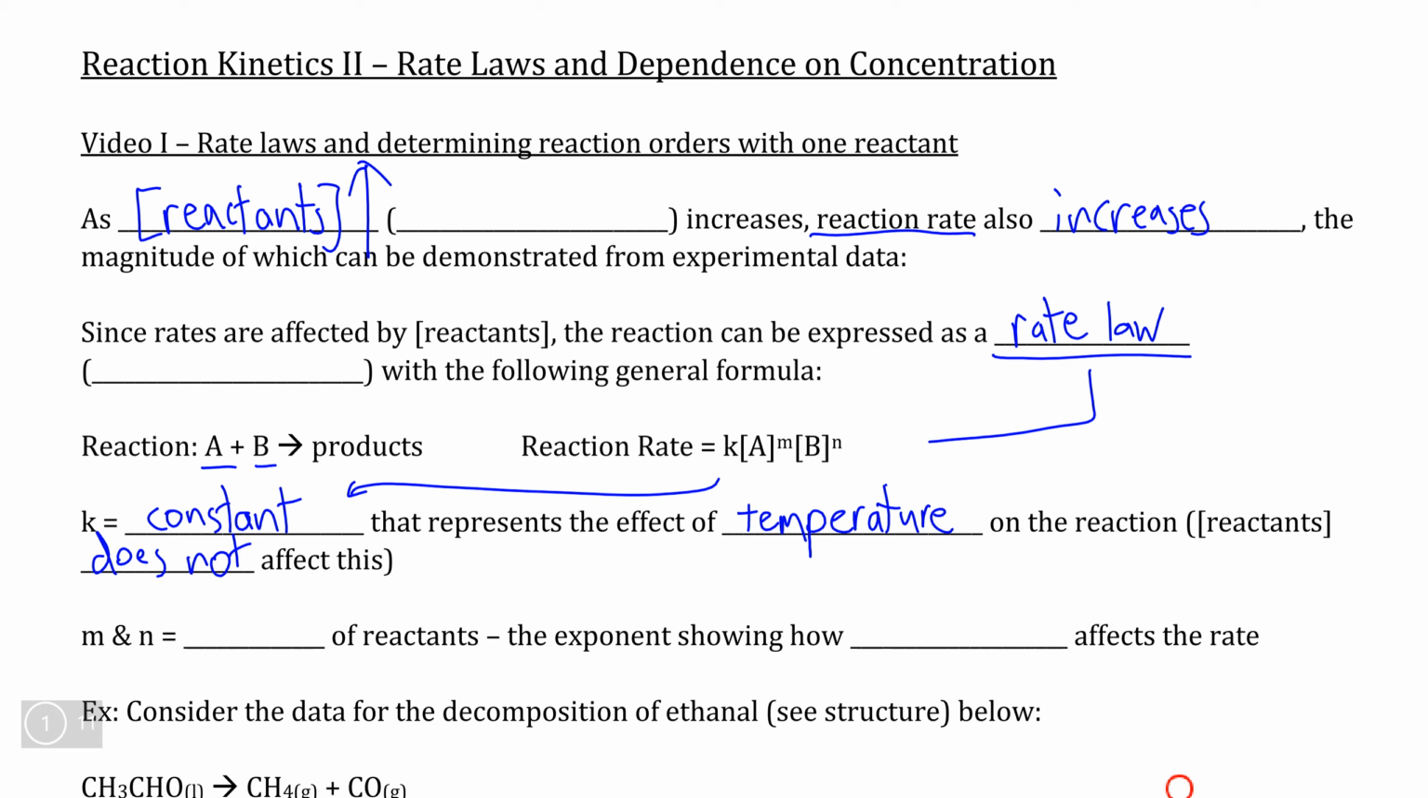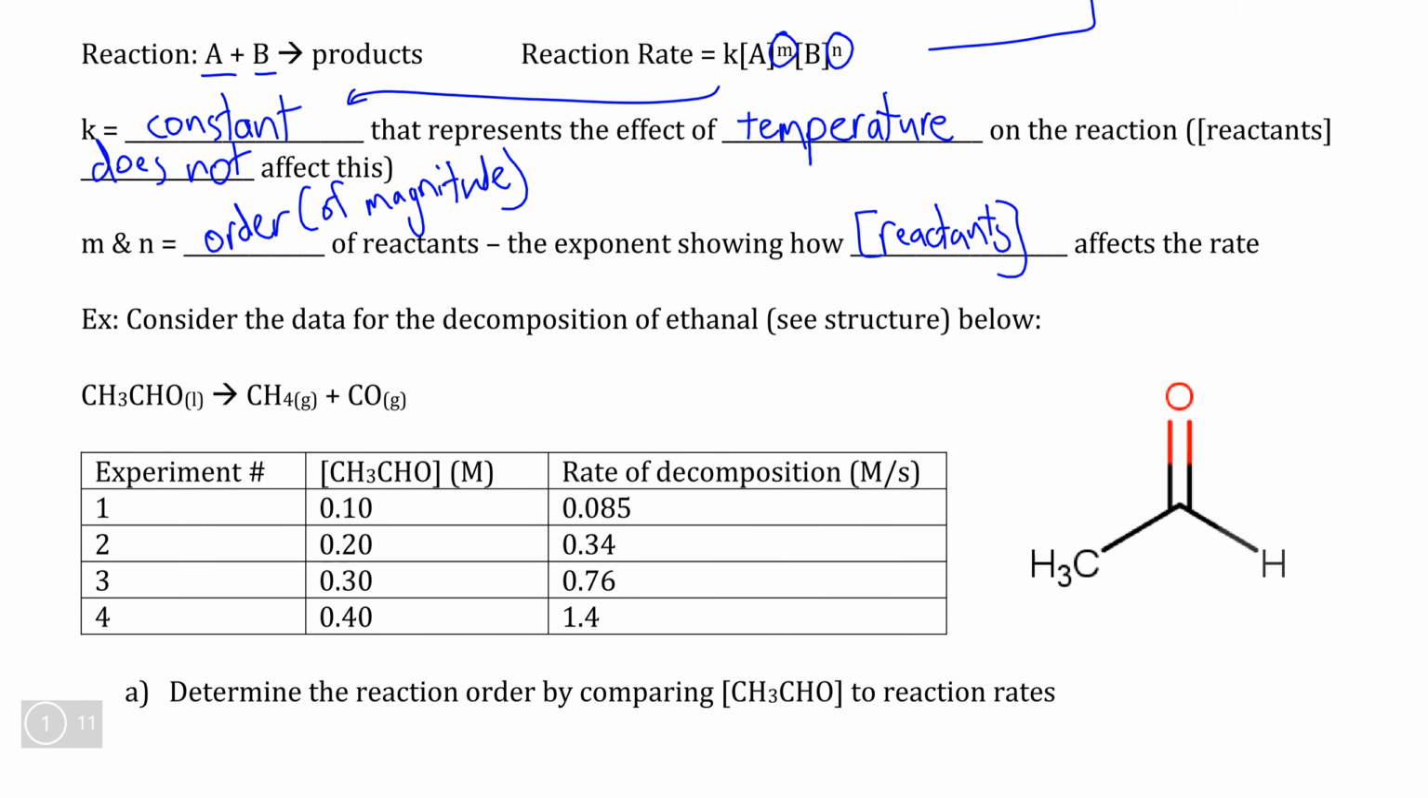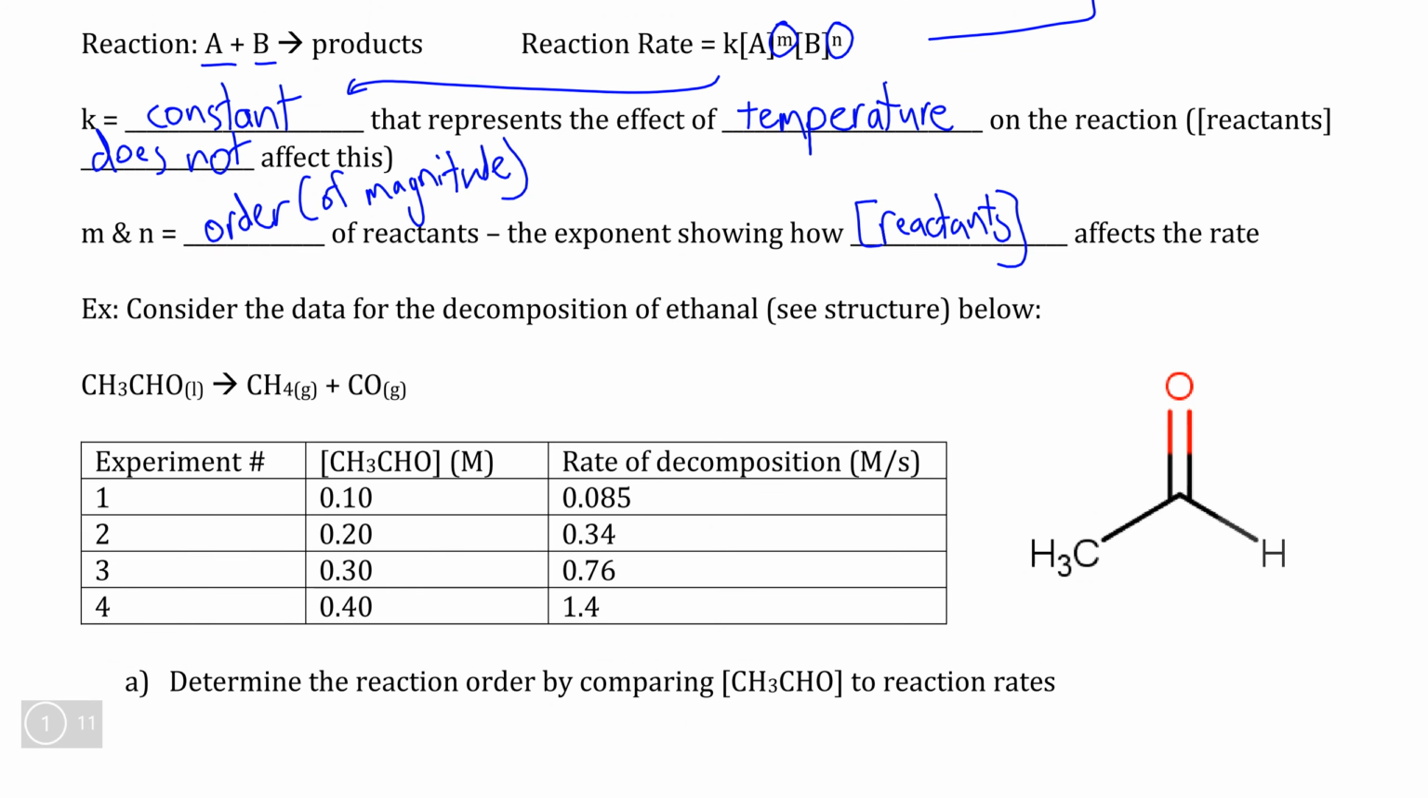In order to account for this, we can assign 2 exponents, m and n, to represent the order of the reactants. Order, of course, being short for the order of magnitude. And the order of magnitude describes the specific relationship between how changing the concentration of our reactants can affect the reaction rate. This can only be determined through data that we get from an actual experiment.